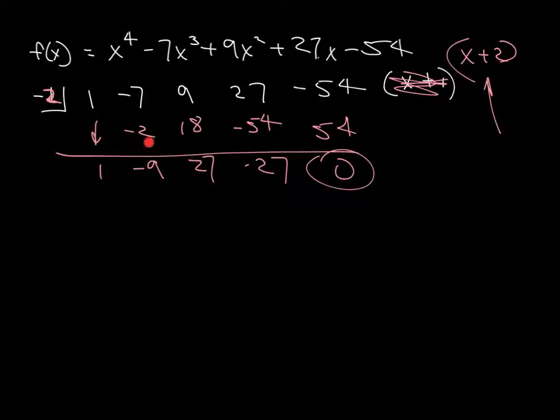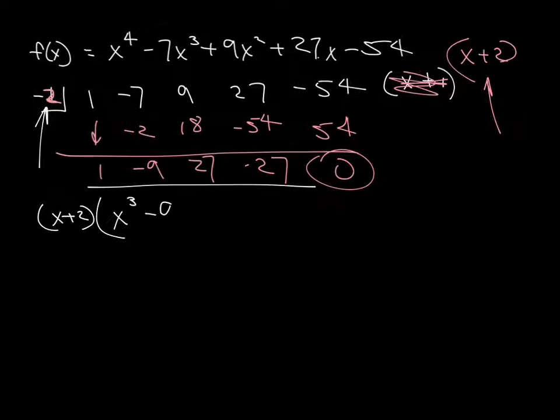So again, how many times do I do this? Once I find this number, it's always how much bigger than 2 is this. That tells me how many numbers I have to find. I found 1, so I've got to find 1 more. Before I go into that, let me write what I've got. I found one factor is x plus 2 because negative 2 worked. My result then is this: x cubed minus 9x squared plus 27x minus 27.